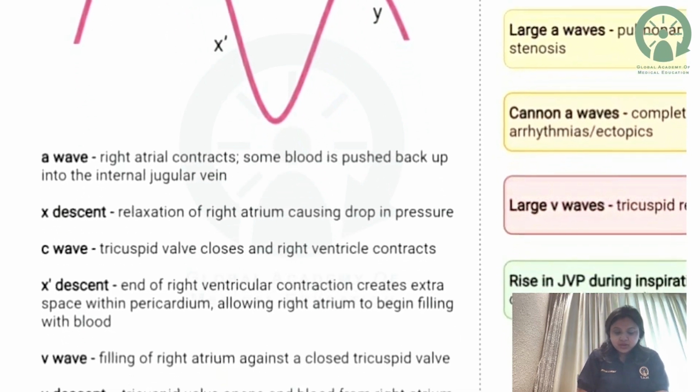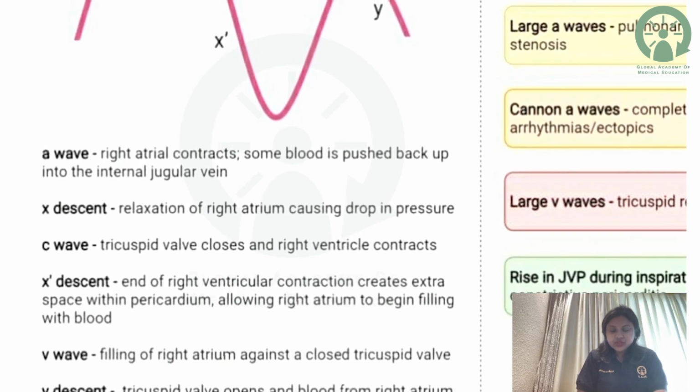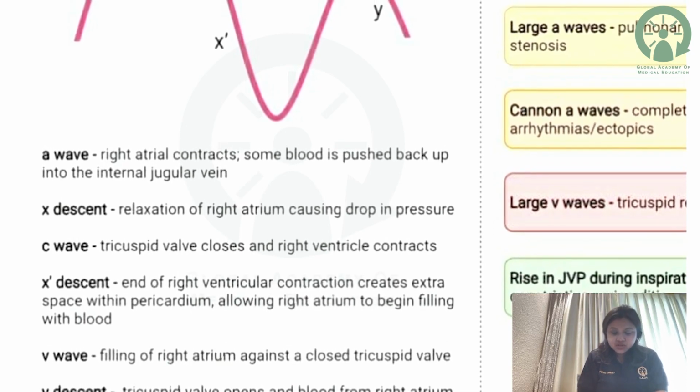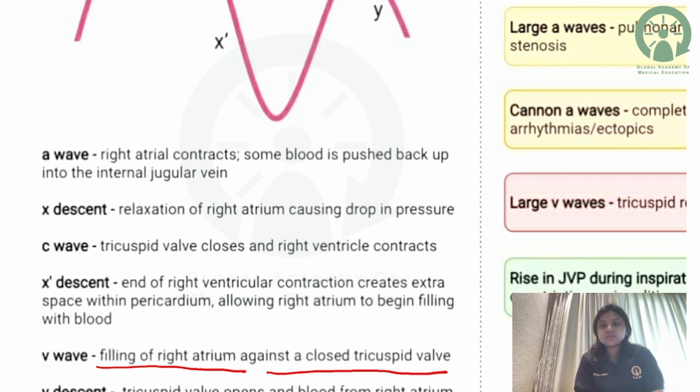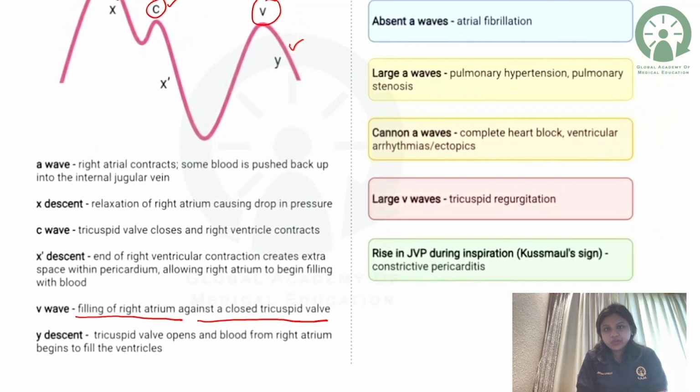Next, coming to the V wave. So V wave is basically because of filling of right atrium against a closed tricuspid valve. So what you can remember is V for venous filling, V for V. Like A for contraction of right atrium, C wave is closure of the tricuspid valve. Likewise, you can remember V wave is because of the venous filling of the right atrium that produces the positive deflection of the V waveform.